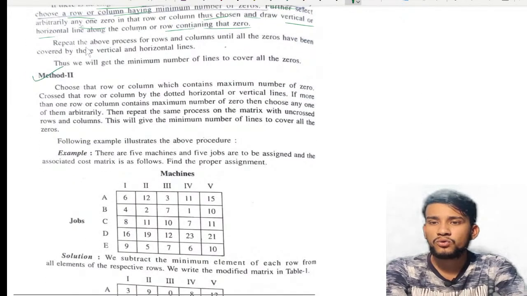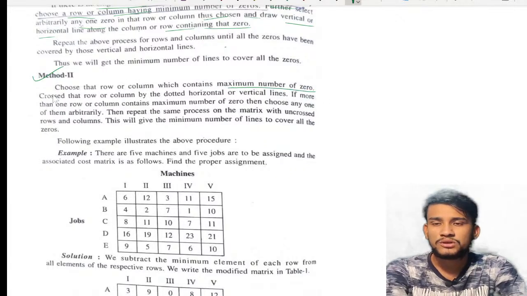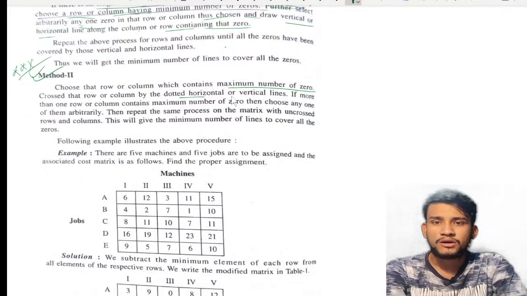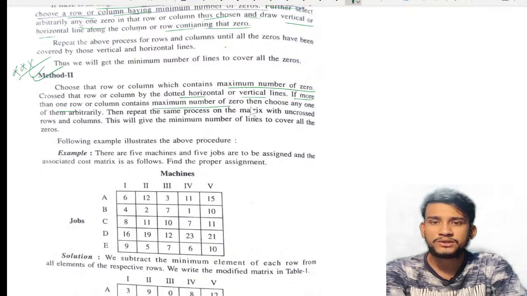And the second method is: choose that row or column which contains the maximum number of zeros. This is the method we mostly use. Cross that zero's row or column by dotted horizontal or vertical lines. If more than one row or column contains the maximum number of zeros, then choose any one of them arbitrarily.